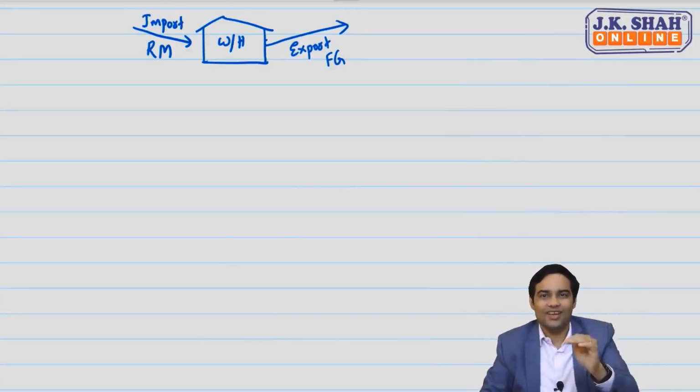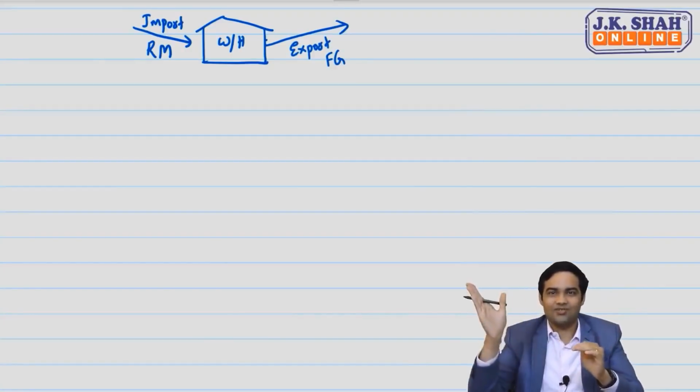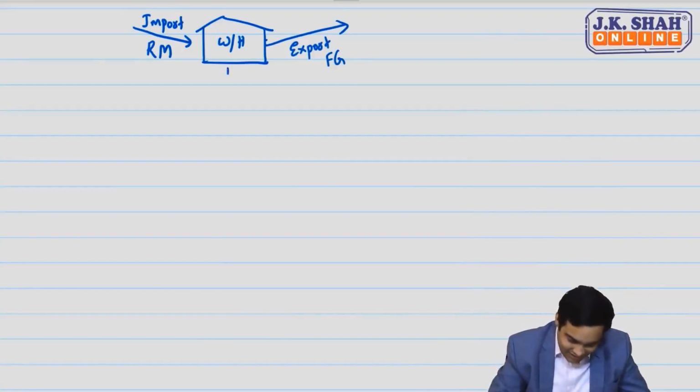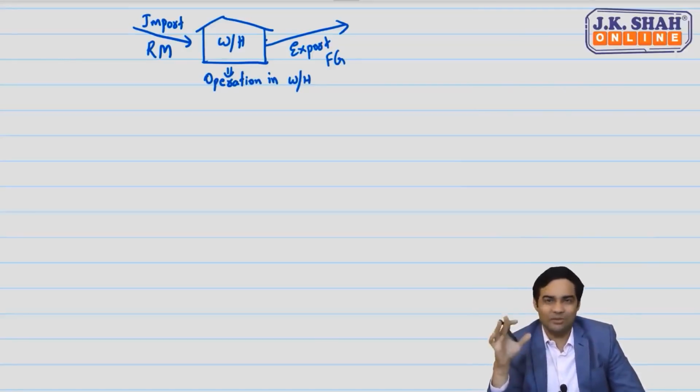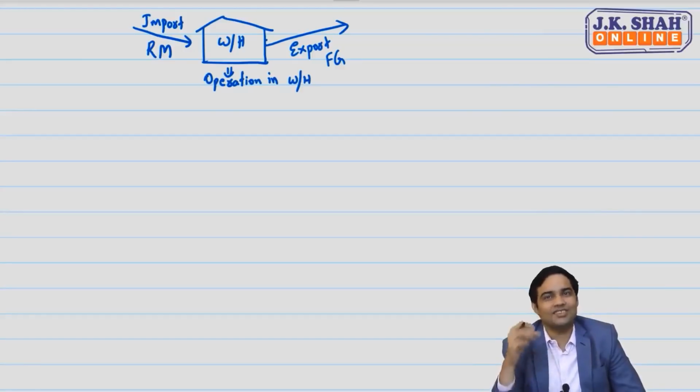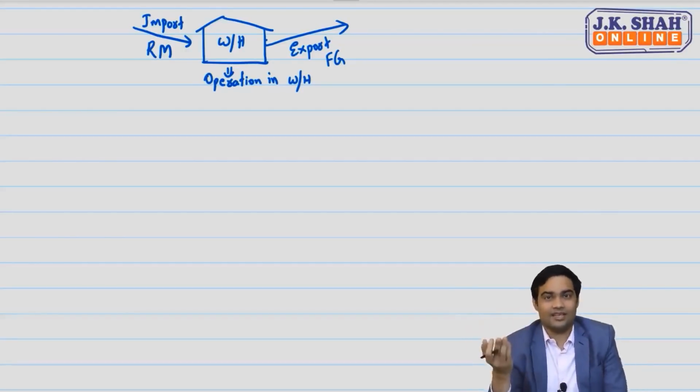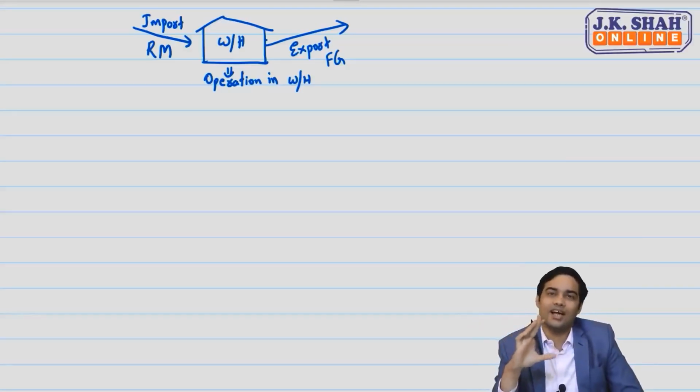You are showing an arrow: imported into the warehouse and export finished goods. Then what did I do? You did an operation in the warehouse, meaning manufacturing in the warehouse. Oh, is it permitted, sir? Yes. With the approval of the Commissioner, a person can manufacture in the warehouse. So you imported raw material, manufactured in the warehouse, then export the finished goods. Normally and generally it would be a private warehouse, but the law does not say this. It's obviously allowed and permitted.